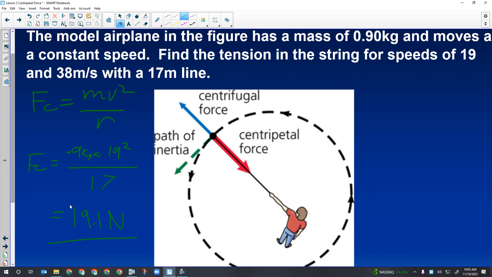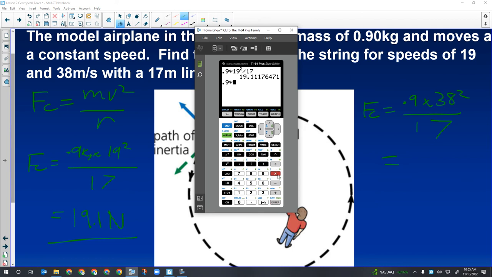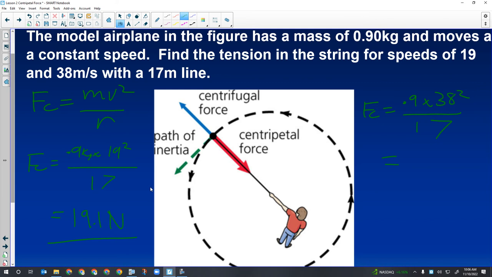If I double the speed, how much bigger is that number going to get? It's going to quadruple, right? Because this is an exponential relationship. So if we're doing that for the 38 meters per second, we still have 0.9 kilograms, now times 38 squared on the same 17 meter long line. Exactly four times that original value. So there's an exponential relationship between speed and centripetal force. Something to consider when we're taking a corner.